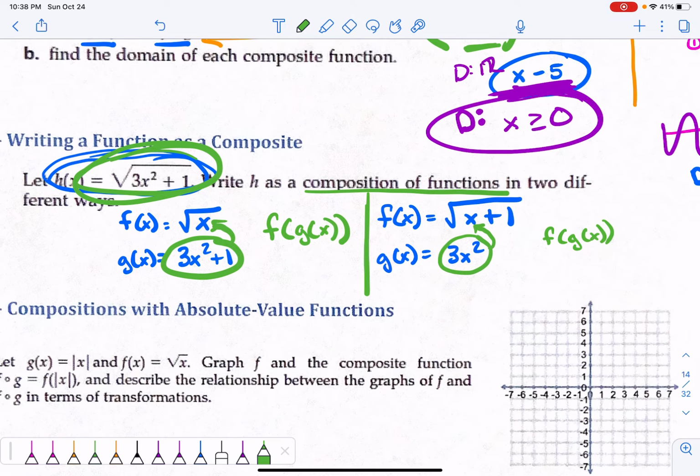If you were to switch these 2 around and put f of x as the 3x squared plus 1 and g of x as the square root of x, then these 2 would just switch places with each other, and it would be g composed of f of x instead. So that's kind of how that works. But for the most part, you're just making up 2 different functions so that when you combine them together, they end up being exactly that, okay?